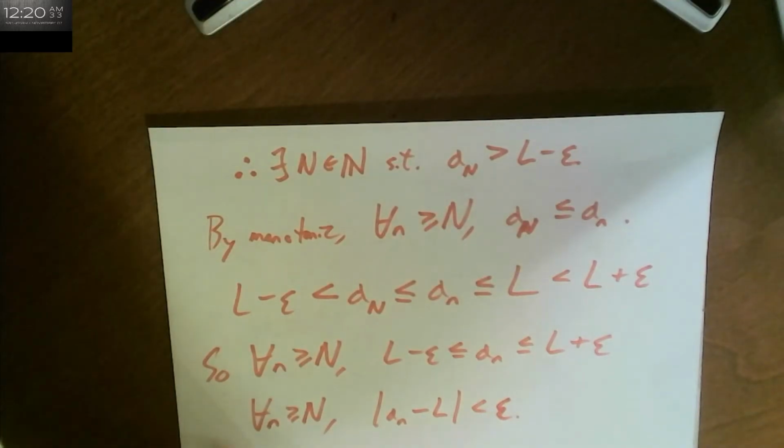Bounded and monotonic imply convergent. Why is this important? Because we don't have a lot of tools right now. Let's talk about the tools that we do have.